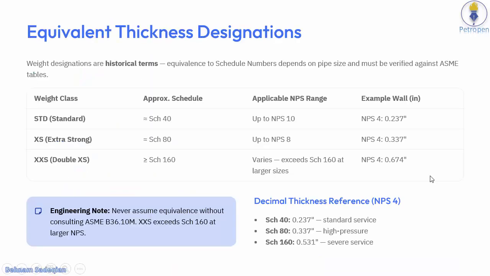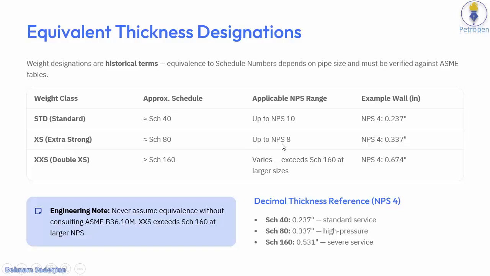Equivalent thickness designation. Let's compare the historical weight classes with modern schedule numbers. For many common pipe sizes, standard weight or STD is approximately equivalent to Schedule 40. Similarly, extra strong or XS is generally equivalent to Schedule 80 for smaller nominal pipe sizes.